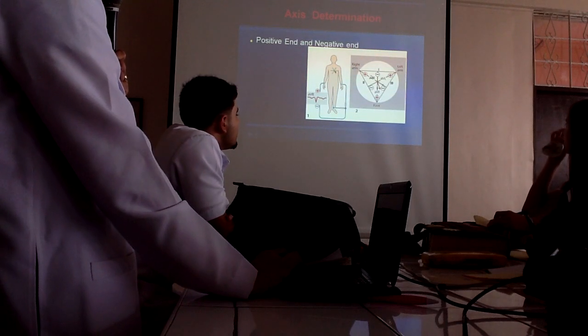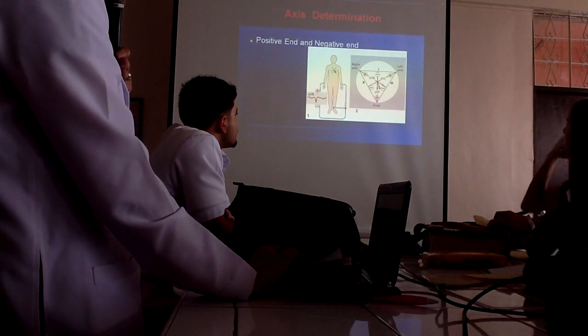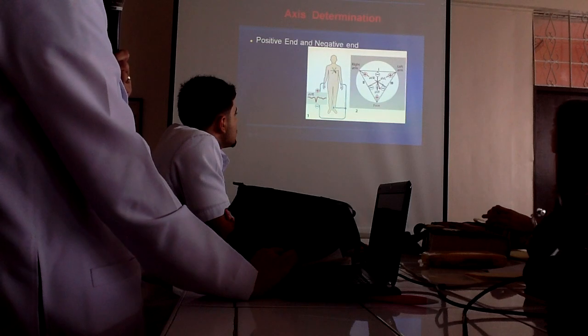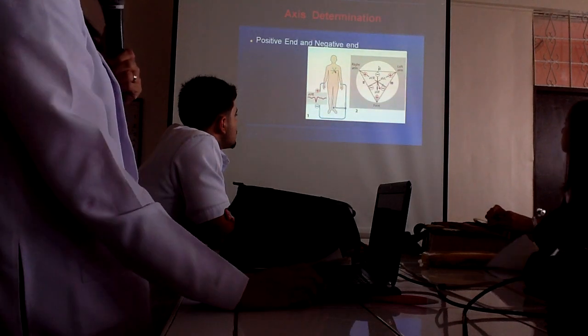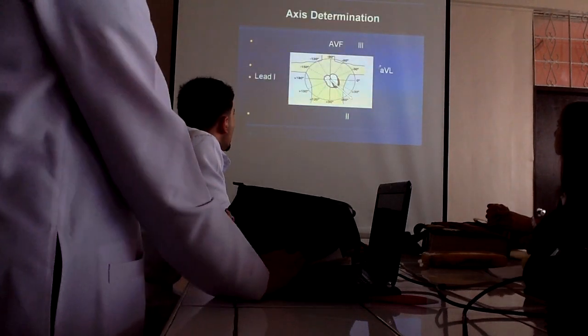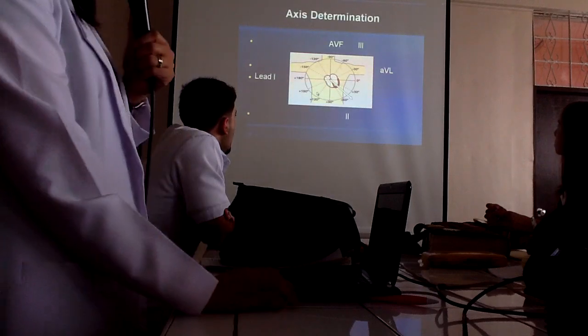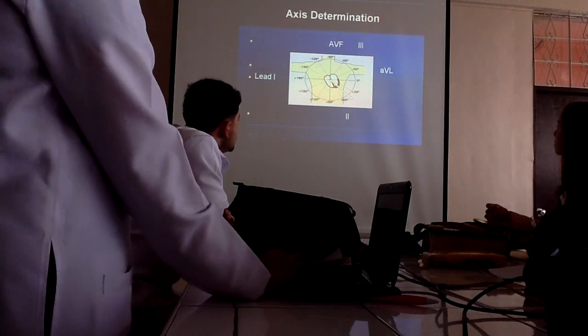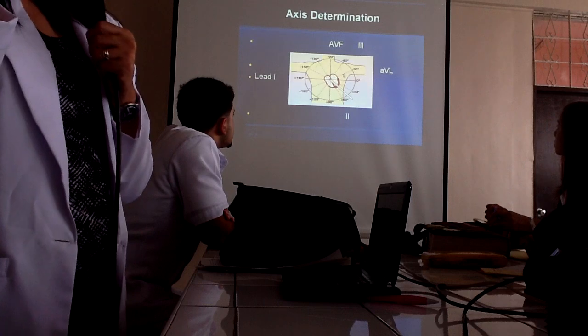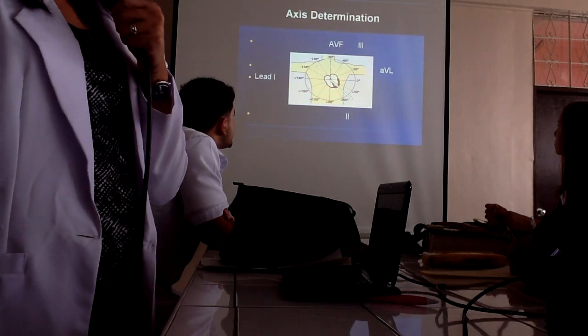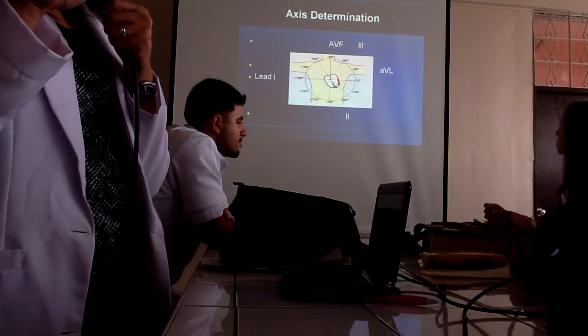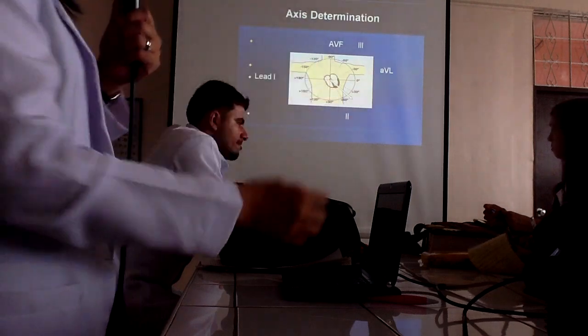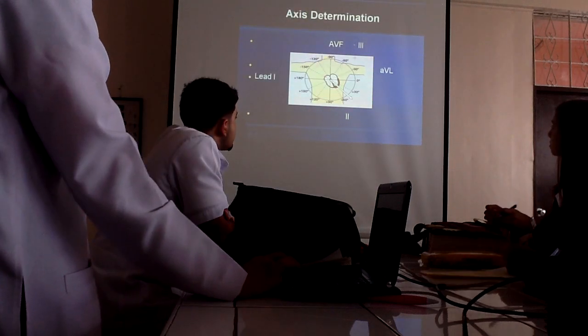So okay, you have your right arm, your left arm, and your foot. So there's a positive going to the negative, and a negative going to positive. This is what you call an example of your hexaxial reference system. This is the basis when you see in your ECG a diagnosis of left axis deviation, right axis deviation, normal axis, indeterminate axis.